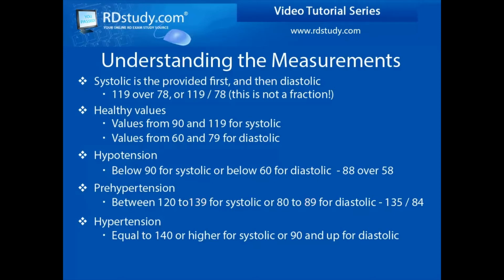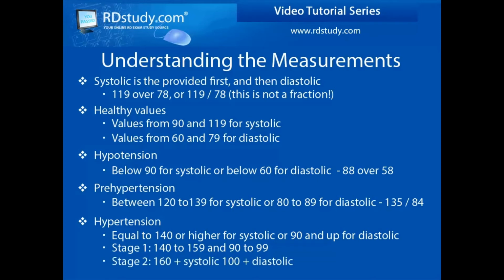Hypertension is sometimes broken out into stage 1 and stage 2, as well as hypertensive crisis. Stage 1 would be 140 to 159 for systolic, or 90 to 99 for diastolic. Stage 2 would be 160 or higher, or 100 or higher. Values 180 or higher, or 110 or higher, could indicate a hypertensive crisis.